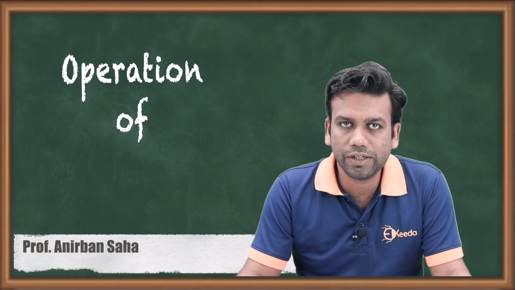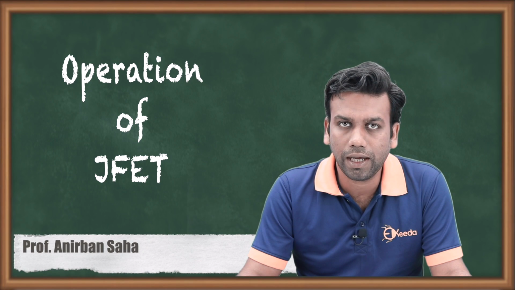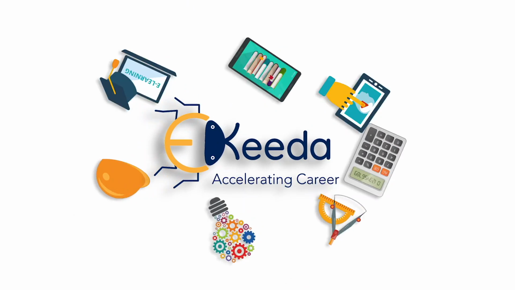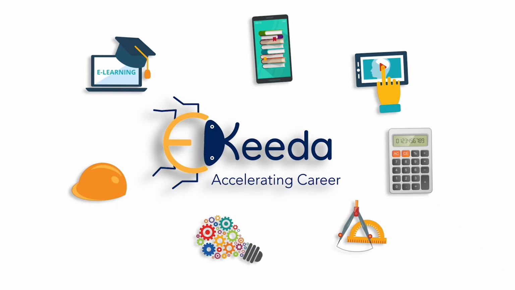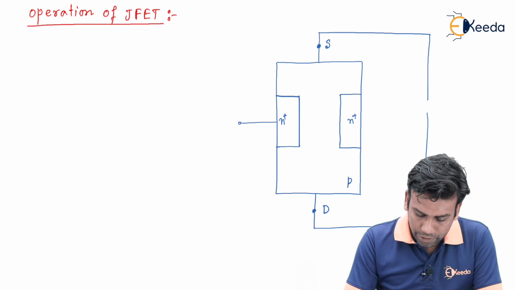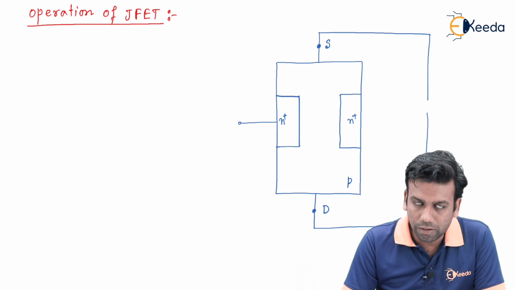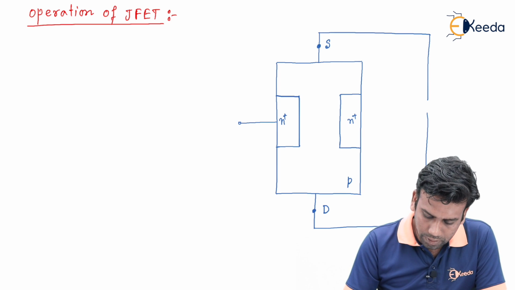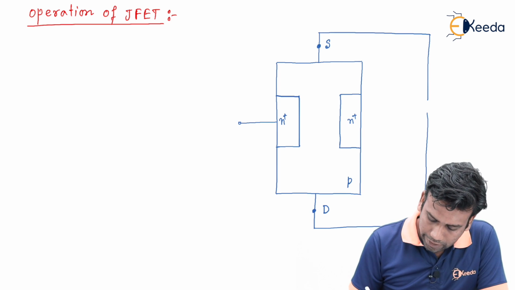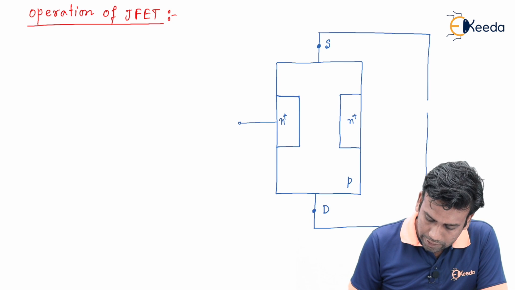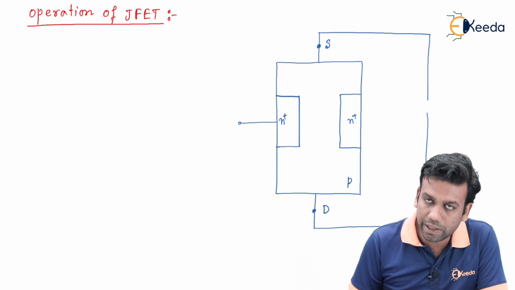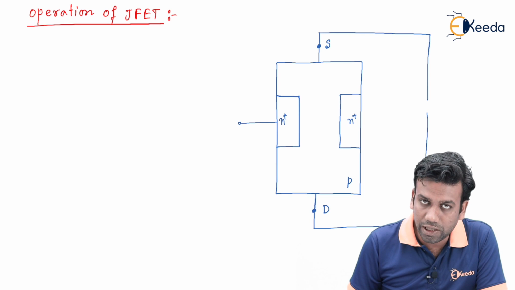Hello friends, in this video we are going to learn about the operation of the junction field effect transistor. For the operation of JFET, we need to take the block diagram of a P-channel JFET or an N-channel JFET. This diagram is a P-channel JFET. Similarly, we can draw the N-channel JFET.